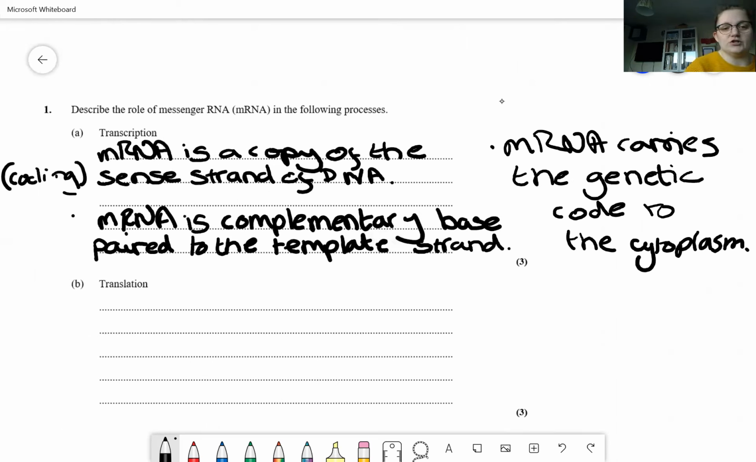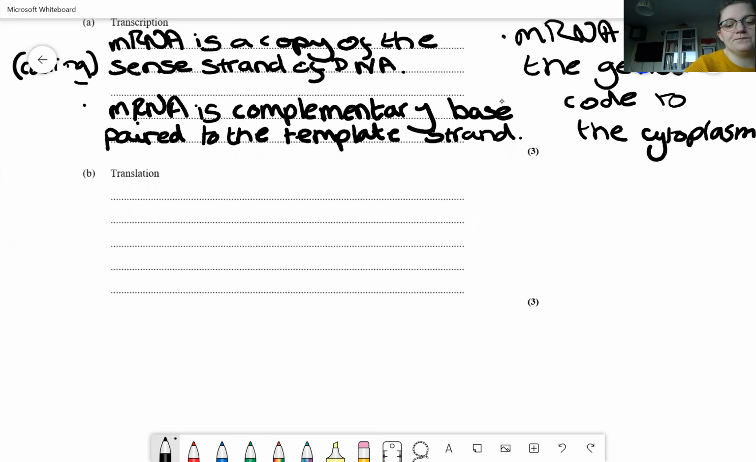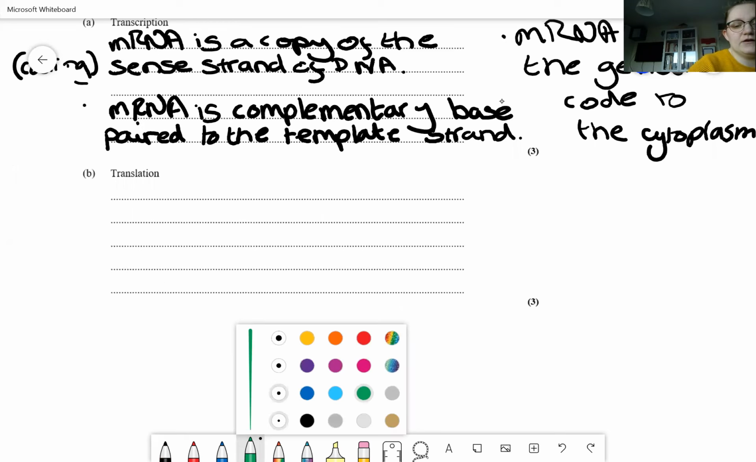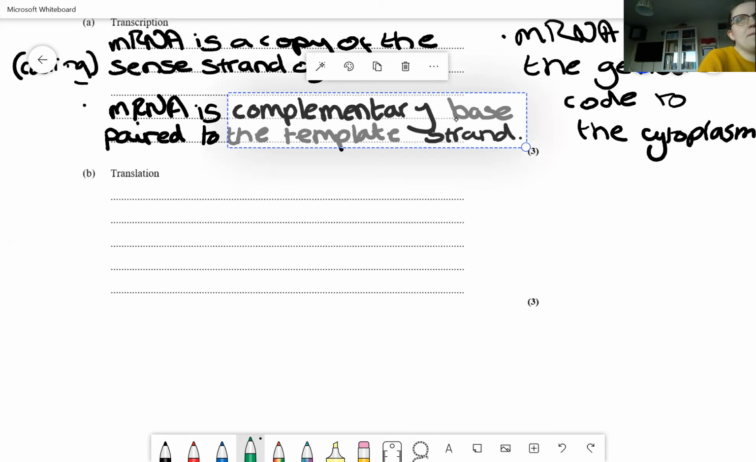So then we get the second question. What is the role of mRNA in translation? So let's do this one in a different color just so we can see it a bit differently. So, what is its role? Well, this time it does something very different. The genetic information, the base sequences, the codes in the mRNA determine amino acid sequences.